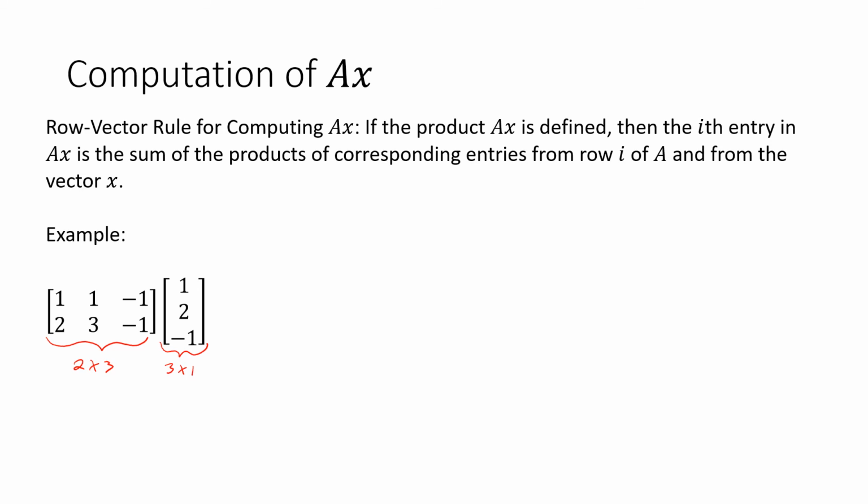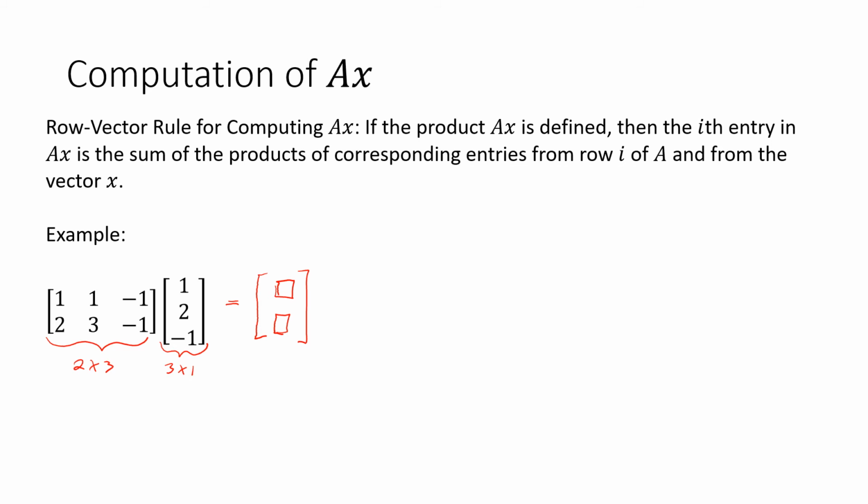Now, if you think about this for a second, what are you going to end up with? You are going to end up with a 2 by 1 vector. If you don't see why you get that, think about it for a second. What you end up with is a linear combination of the columns of A. What's the column of A? A column of A is a 2 by 1 vector. So we're going to end up with a 2 by 1 vector.